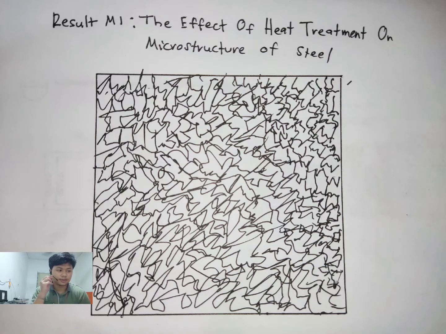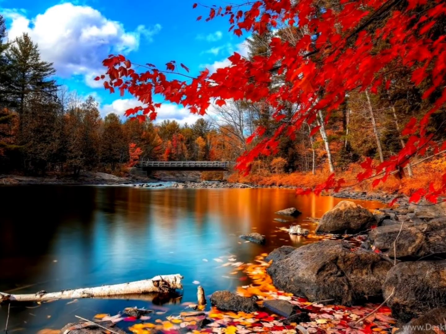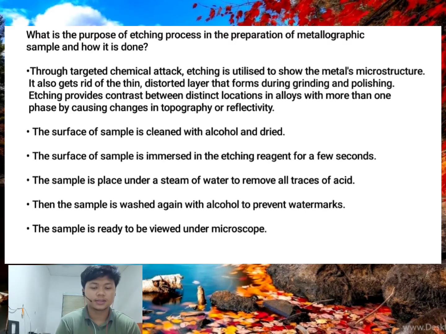This is the result of the effect of heat treatment on the microstructure of steel. Discussion: what is the purpose of the etching process in the preparation of a metallographic sample and how is it done?